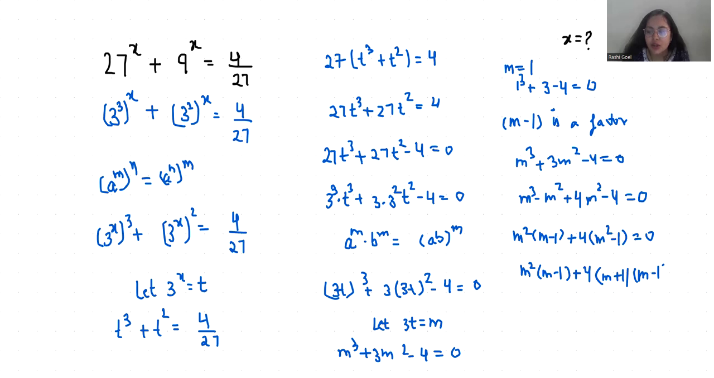So if m - 1 is common, then m^2 + 4m + 4 is equals to 0. So there are two roots. First, m - 1 = 0 and then m^2 + 4m + 4 = 0.